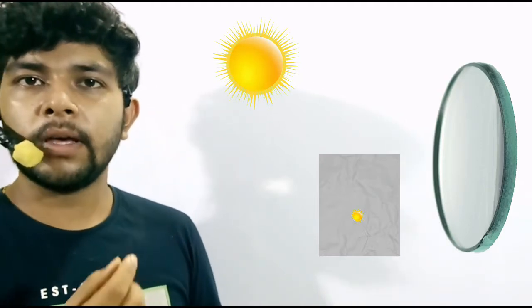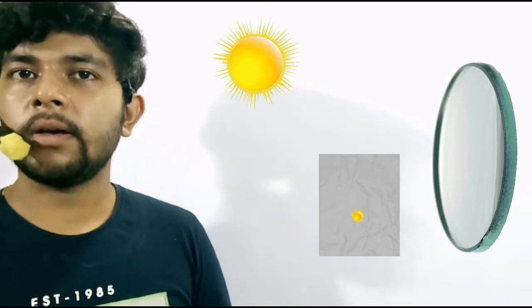Now before starting the fourth case, let's see what happens when we hold a concave mirror in front of the sun. We know the sun is at a very great distance from the earth, so the distance between the sun and the concave mirror is very large. That is why the first case applies, so the image should be inverted, small, as well as real. So if we bring a paper in front of the concave mirror, you will find the image of the sun.